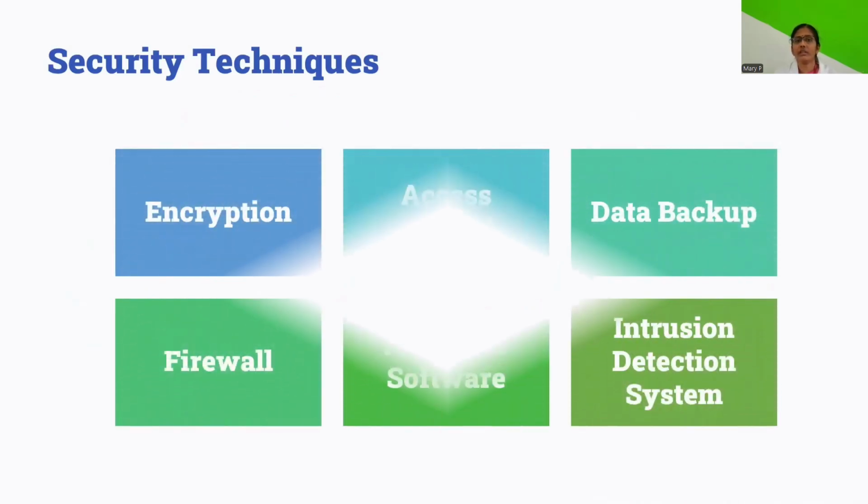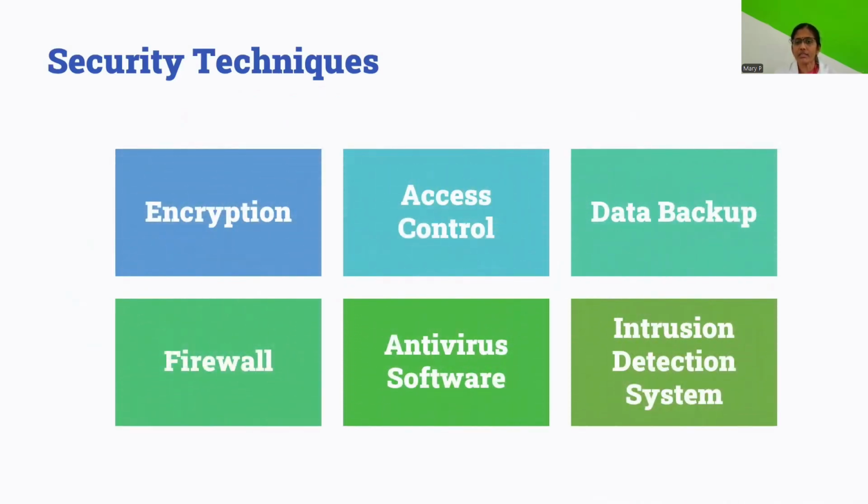Then security techniques. What techniques are used for security? There are six kinds of techniques used. One is encryption, second is access control, third is data backup, fourth is firewall, fifth is antivirus, and the sixth is intrusion detection system. So what do you mean by encryption? Encryption is nothing but you have to protect the information or data. How do you protect it?